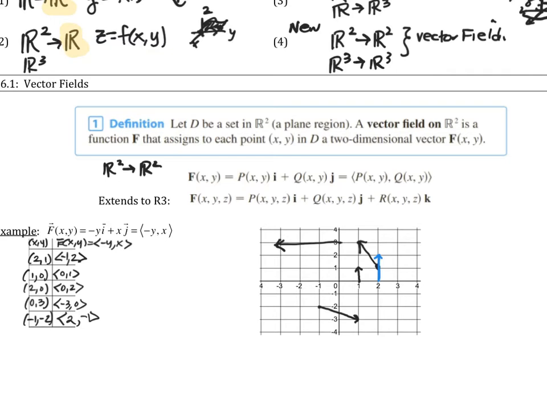Okay, so if we want to plot some of these functional values, we go to the ordered pair and we draw the corresponding vector. And so what that means is every point on here has a vector that goes with it. Sometimes if we want to get at that vector a little more quickly, we might analyze this a little bit.